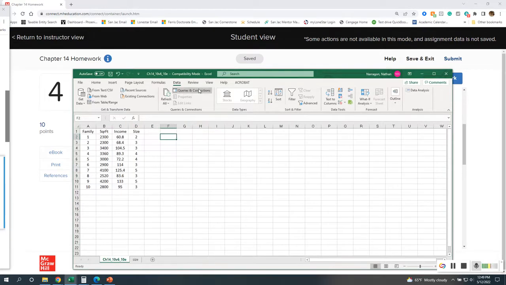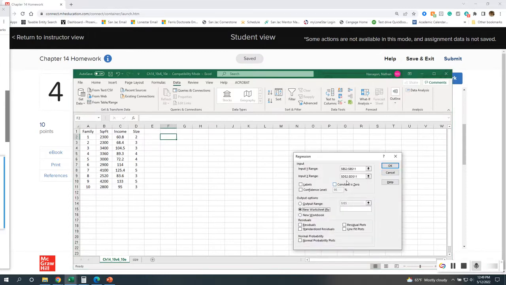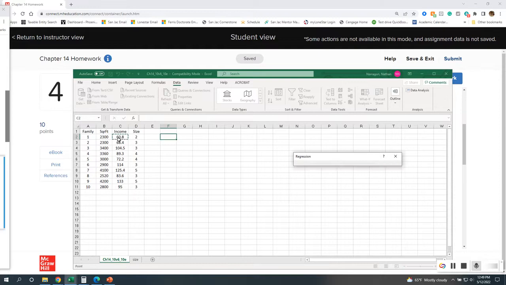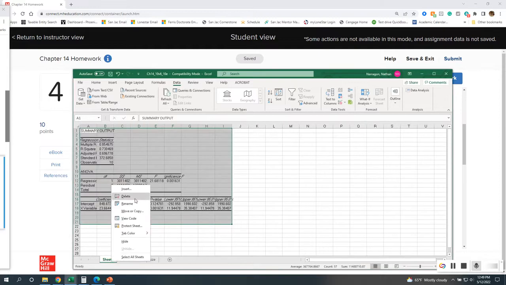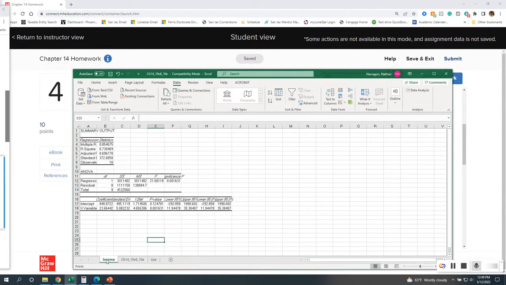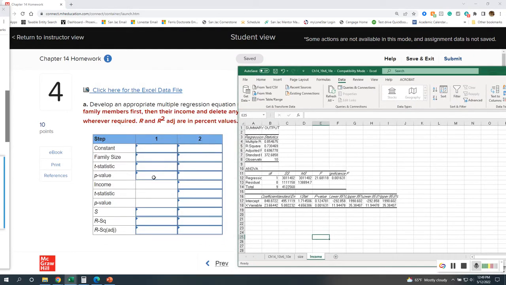And we're going to do the same thing for income. Data analysis, regression, but this time we're going to take income. Okay, there we go. Now, fill out this information. We're basically going to be taking the information from this one down here at the bottom.